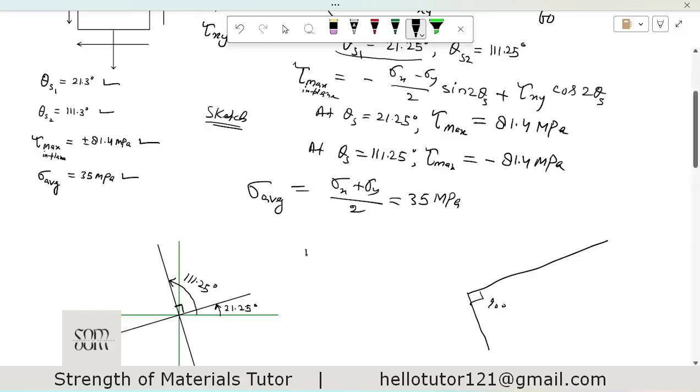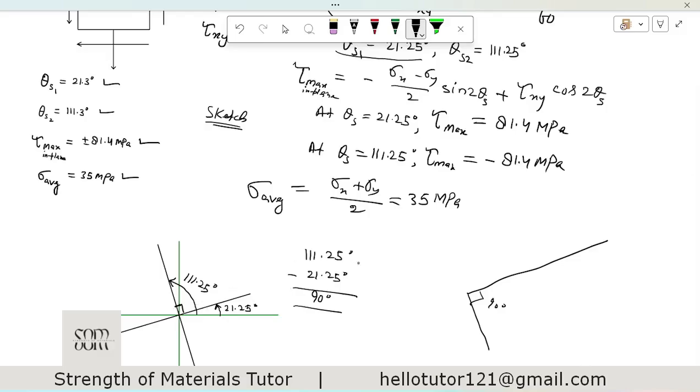So if I take 111.25 degrees minus 21.25 degrees, it should be 90 degrees. So let me use a calculator. It is 111.25 minus 21.25. You can see I got exactly 90 degrees as the answer, as expected. So it is always 90 degrees.